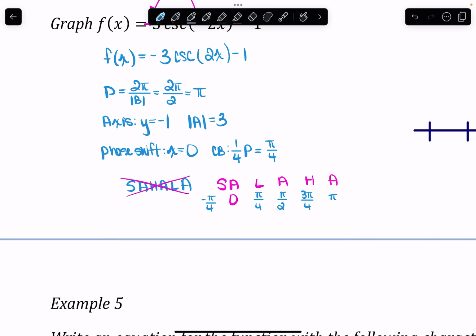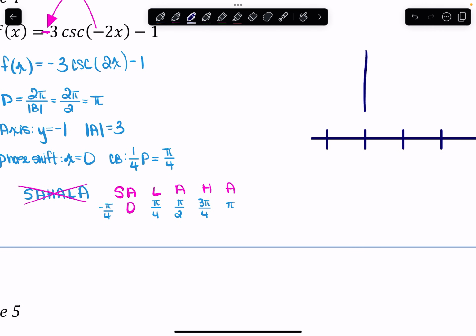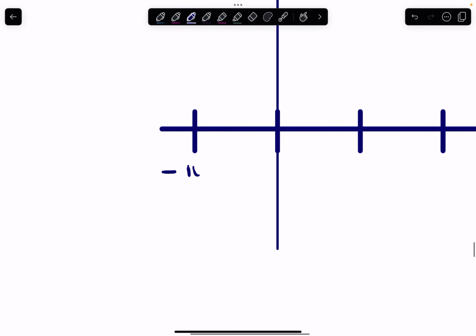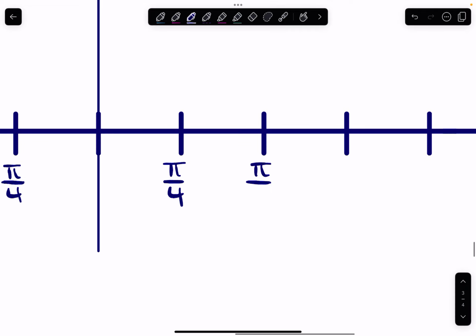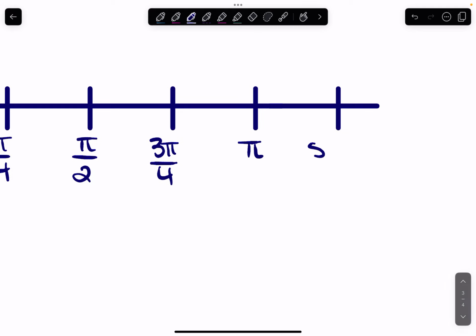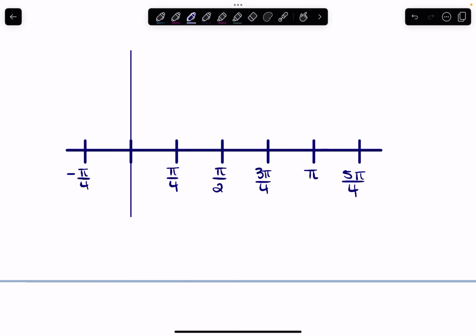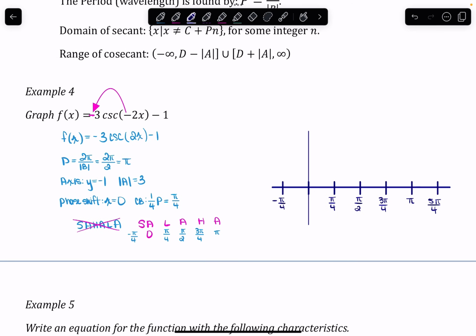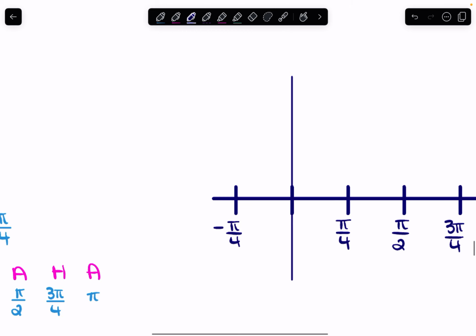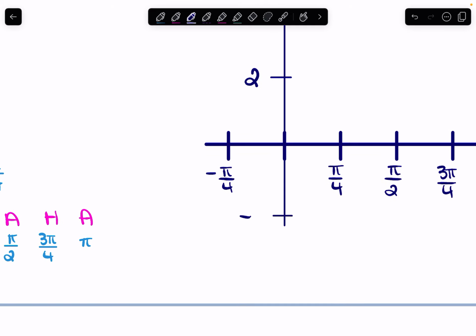All right, since we do hit 0, I can draw my y-axis in. Get my points labeled. We got 2 over 4, 3 over 4, 4 over 4, 5 over 4. All right, let's see, highs, lows. Our axis is at -1. We are going up 3, which is going to put us at 2. We go down 3, that's going to put us at -4.